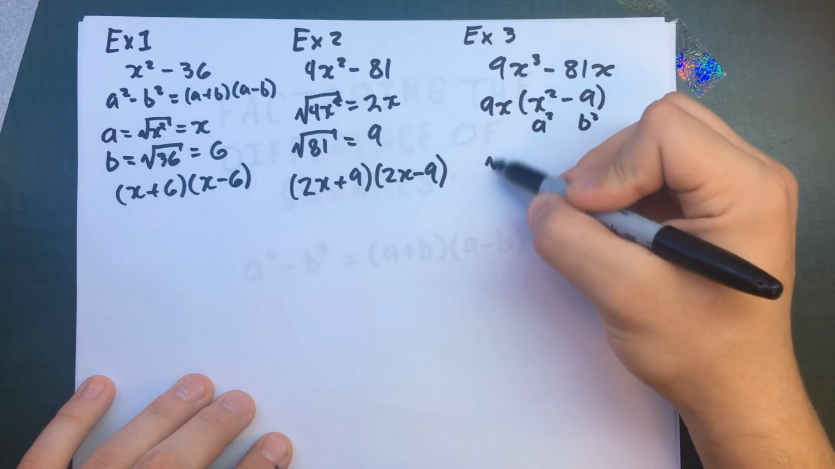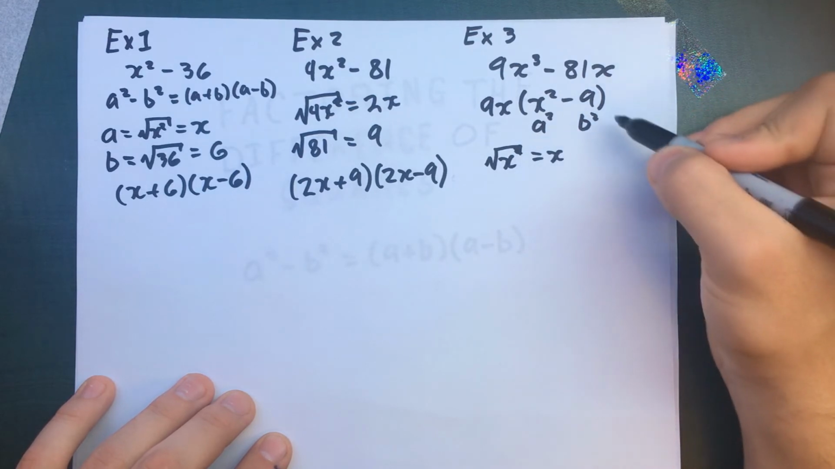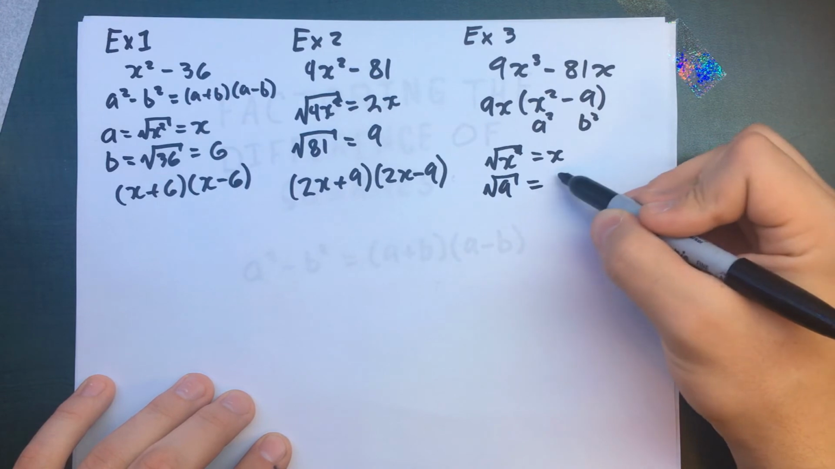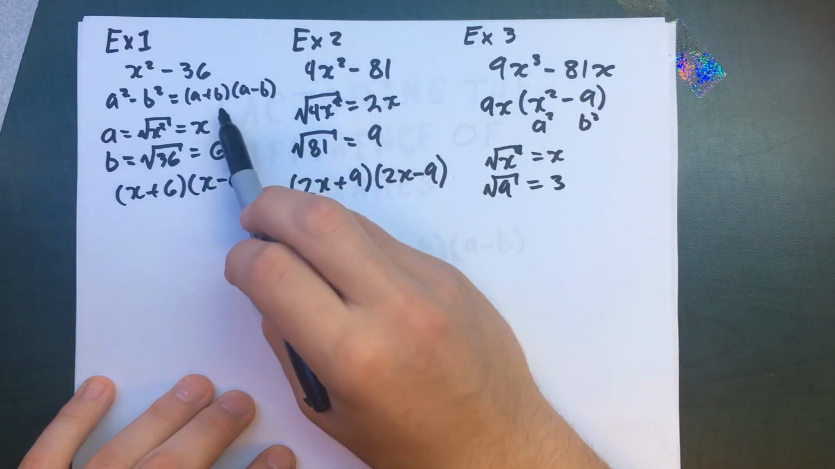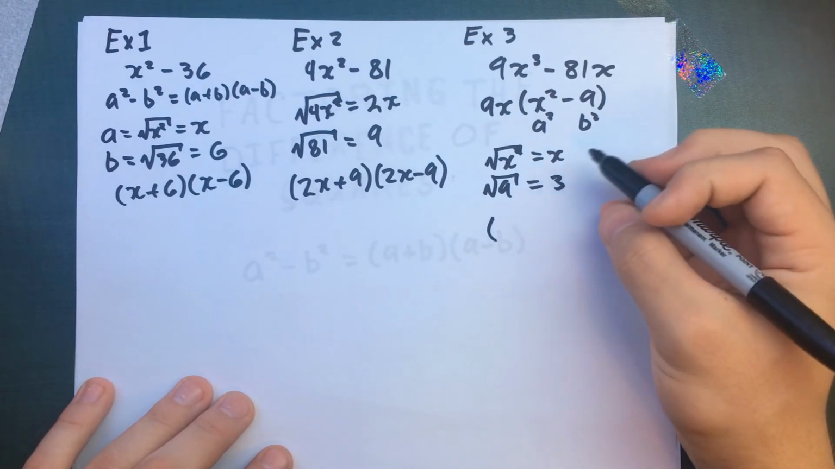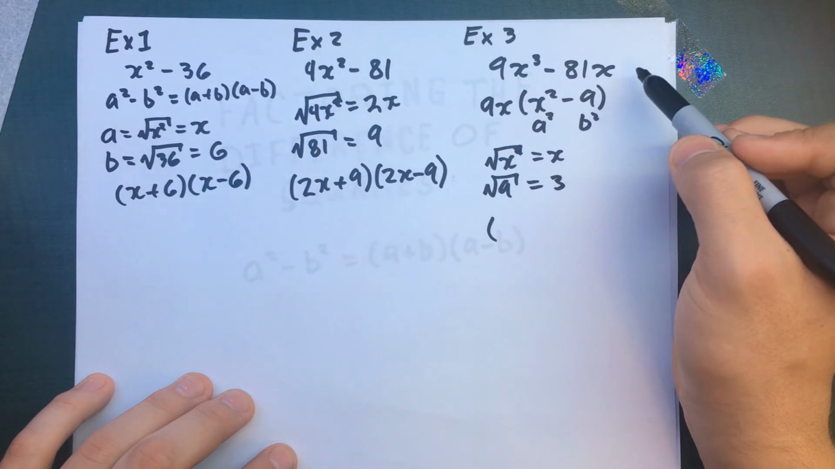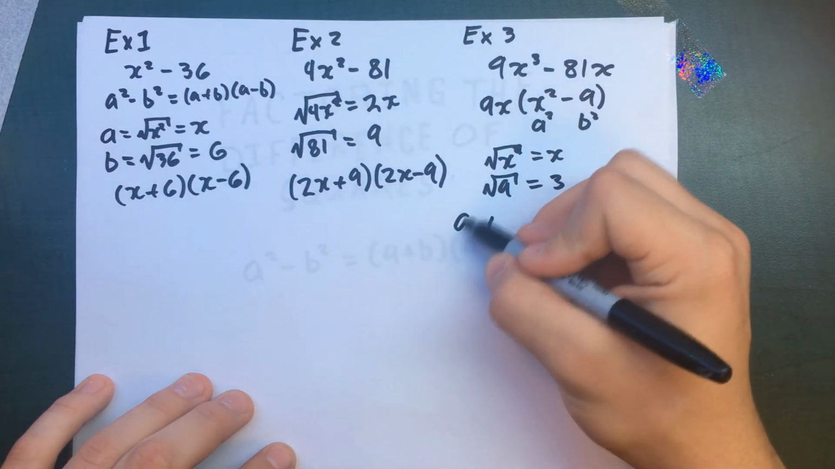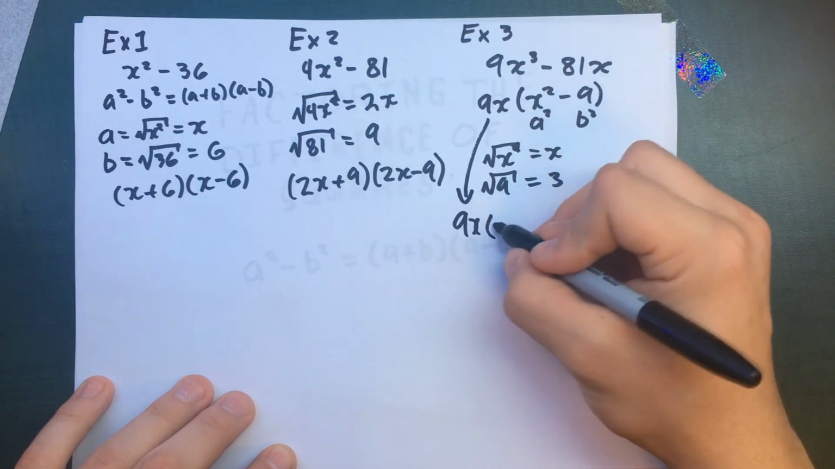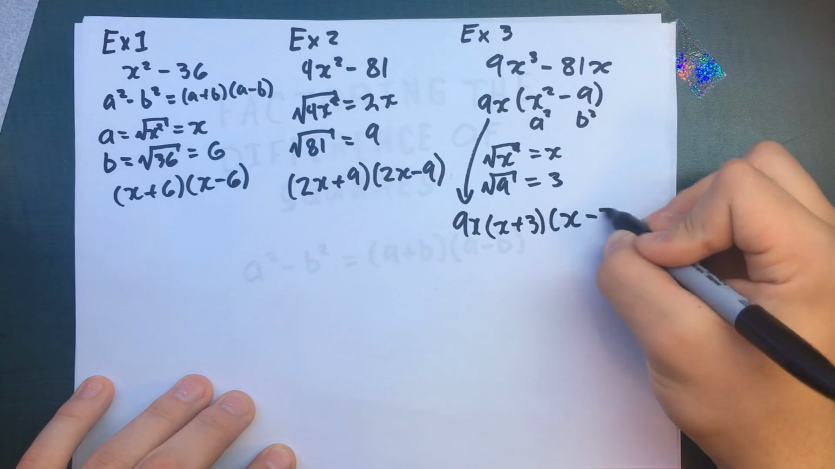So to solve for a, we take the square root of x squared, which is equal to x, and to solve for b, we take the square root of 9, which is equal to 3. Subbing it back into the second part of our equation, we can see that the factored form for 9x cubed subtract 81 times x is 9x, bring our coefficient back down, times x plus 3 times x subtract 3.